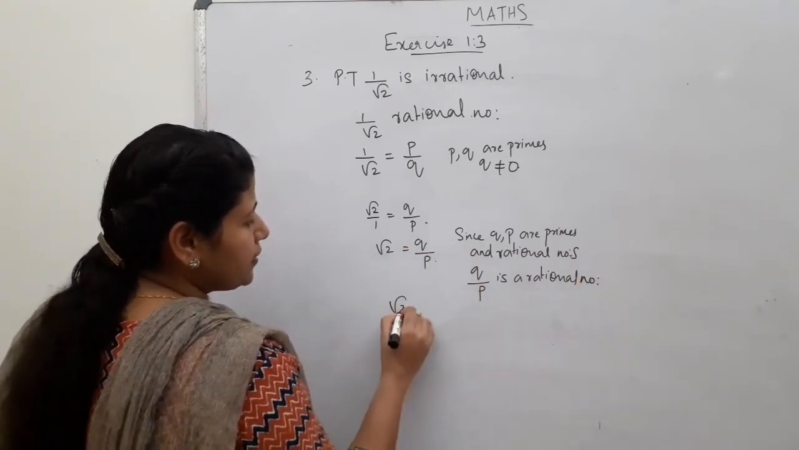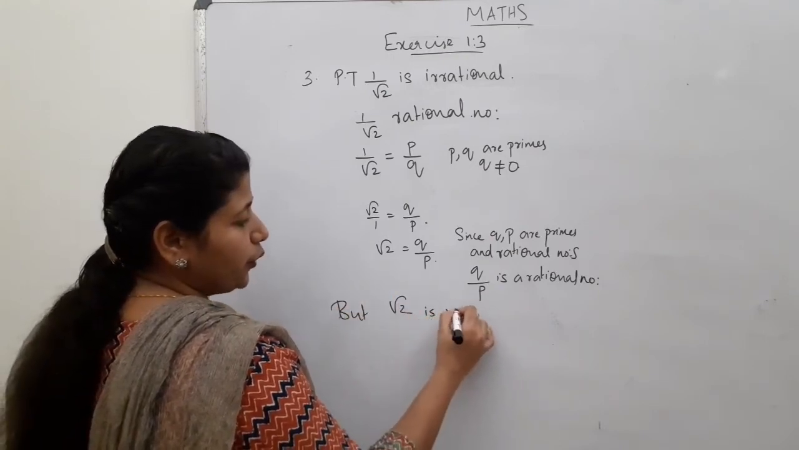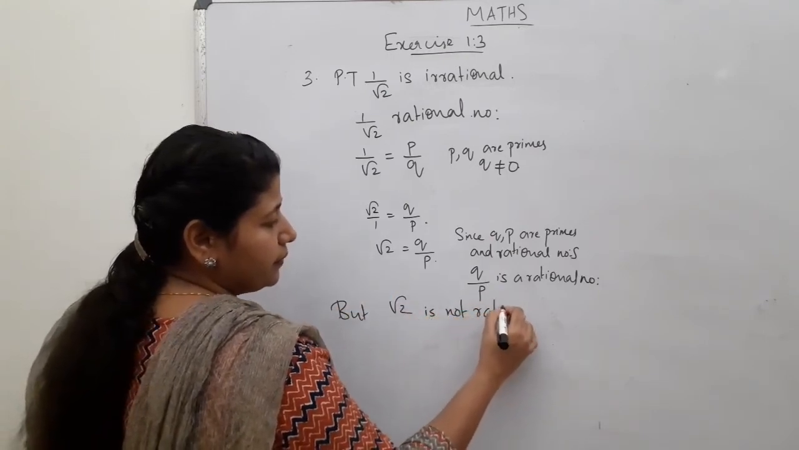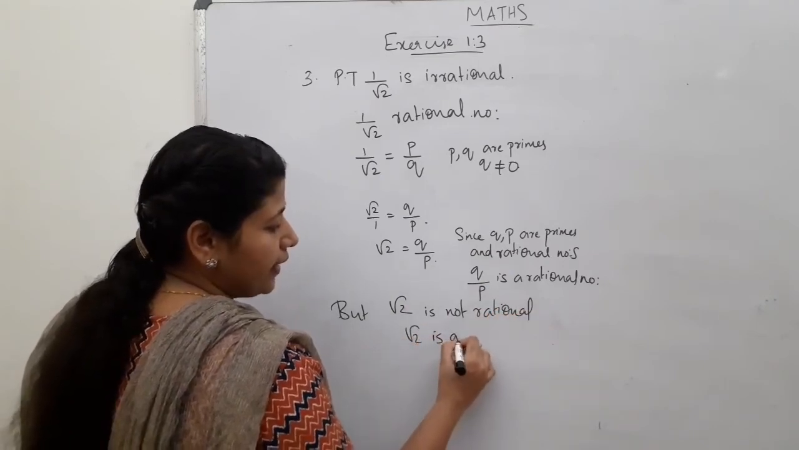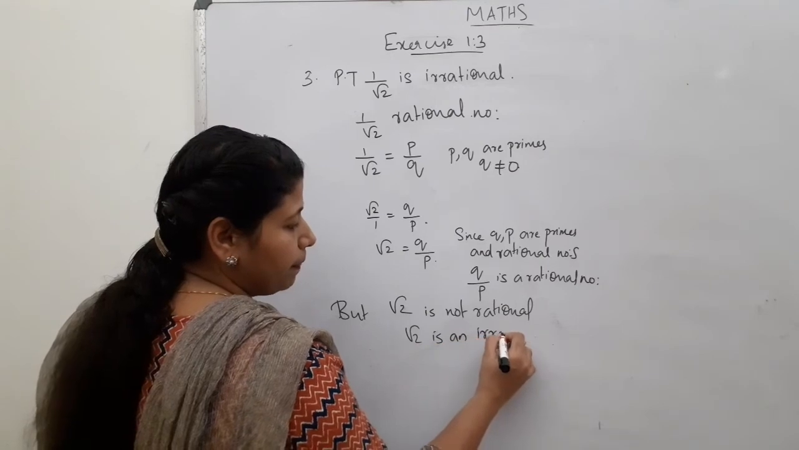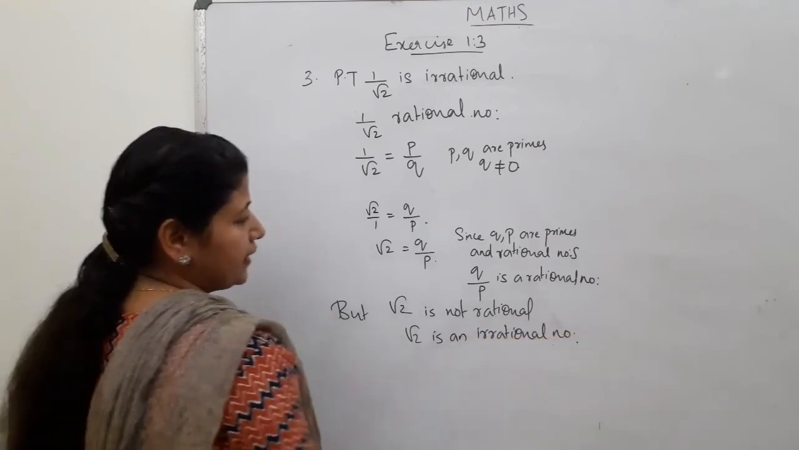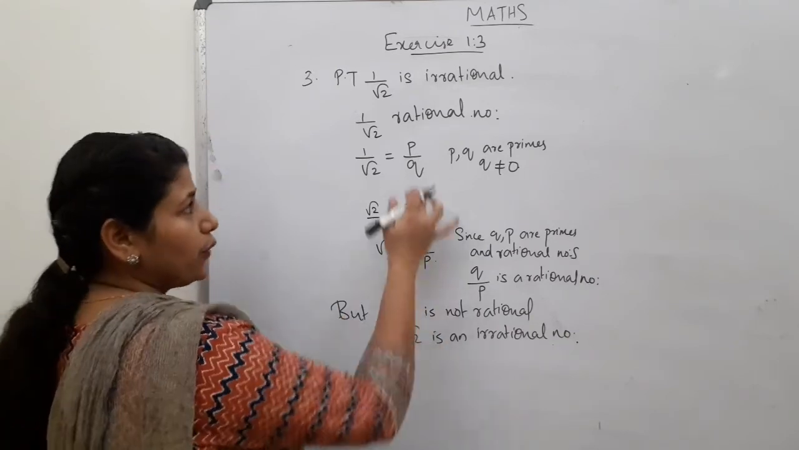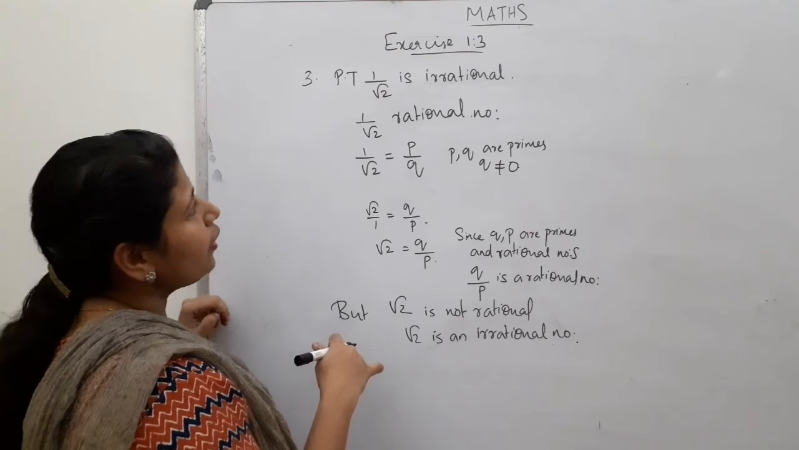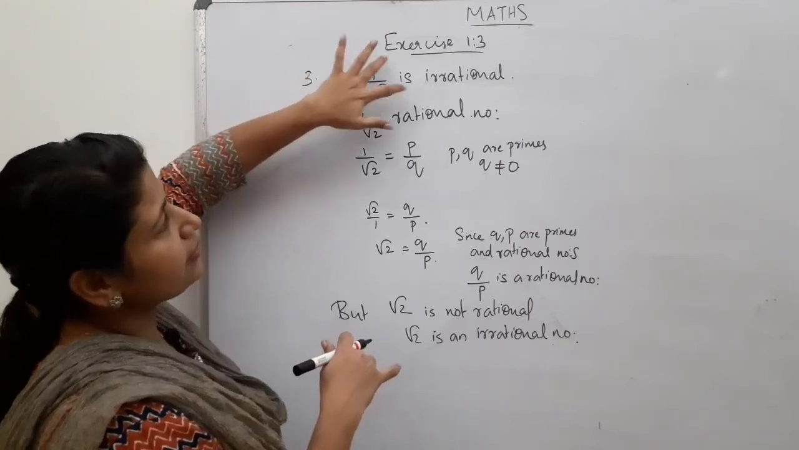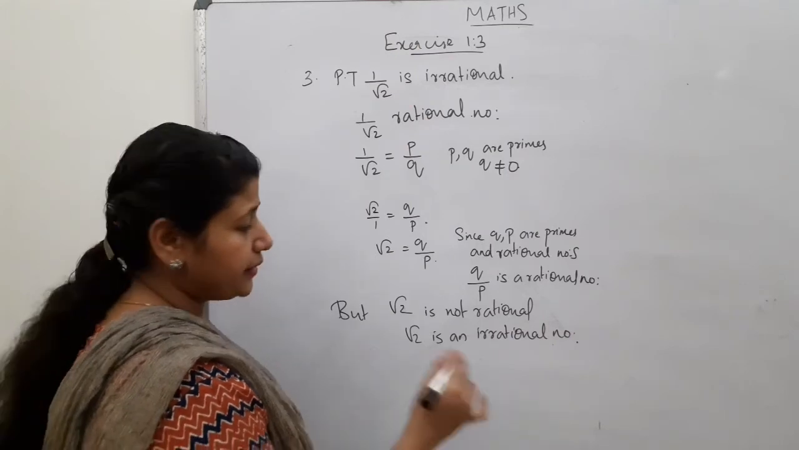But this root 2 is not rational. Root 2 is an irrational number, that we know. So this happened due to our wrong assumption that 1 by root 2 is a rational number. So our proof is that 1 by root 2 is really an irrational number. Got it?